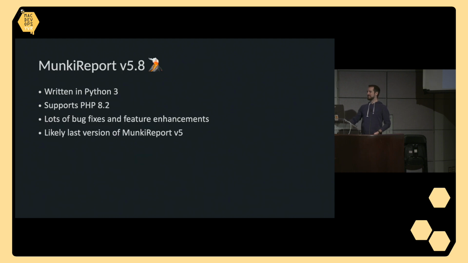Yeah. So that ended up with MunkiReport version 5.8. It's now written in Python 3, supports PHP 8.2, so many bug fixes, so many feature enhancements, great support for Ventura, decent support for Sonoma, no big issues yet, or it's only on beta 2. And this is likely the last version of MunkiReport 5. We've taken the underlying framework as far as we can. It is old, it is tired, it has been the same since 2018. This is probably the end of it.